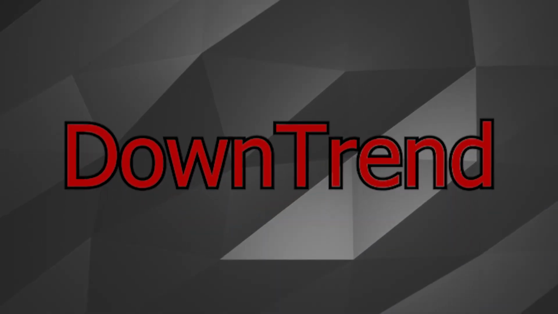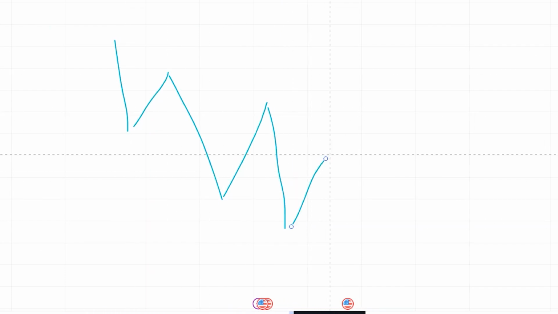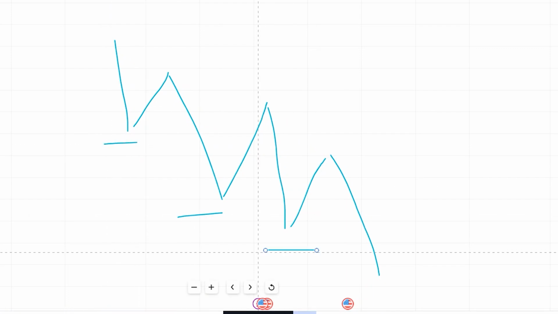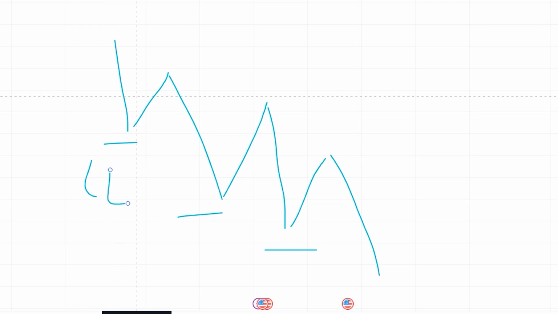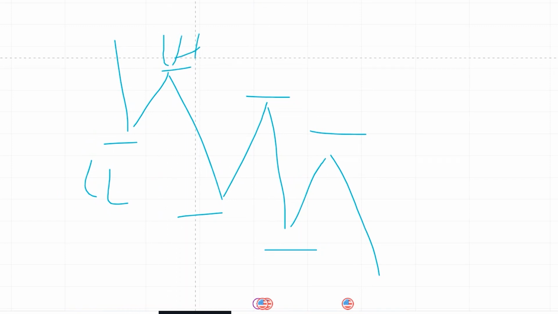Simple? Yes, it is. The second one is downtrend. Here we are aiming to identify lower lows and lower highs. Let me show you. For example, this is gonna be our chart. So we are looking for the lower lows. Lower lows, 1, 2, 3. And now lower highs. Lower highs, lower highs. Seems pretty clear.